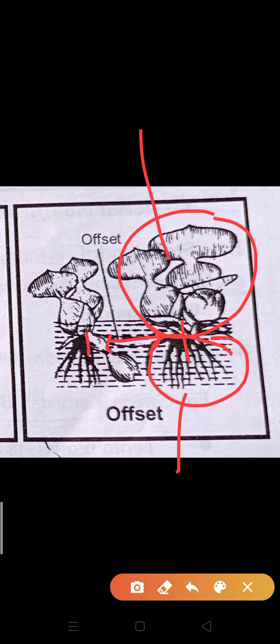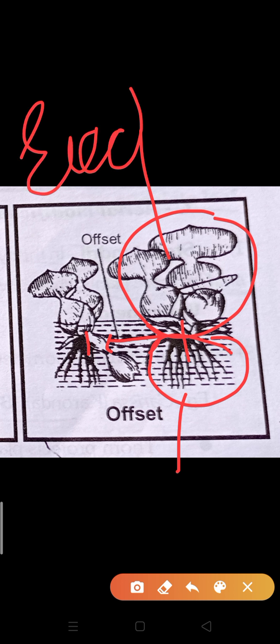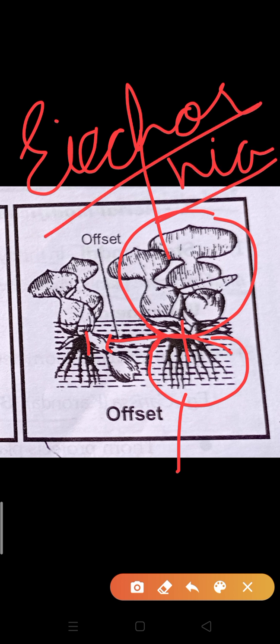Okay, an example of it, Eichhornia. Clear? The example of offset is Eichhornia. It is Eichhornia. Okay, this is the example of offset. Now I am going to tell you the next type of modification of stem.